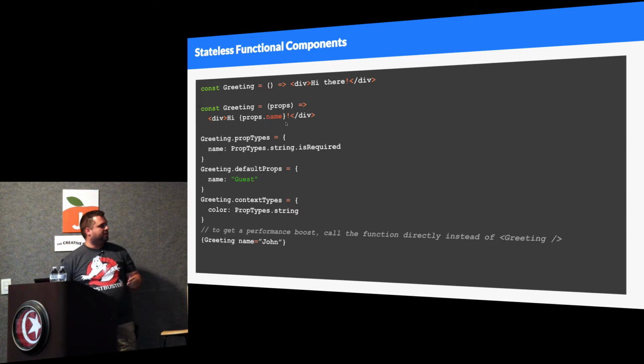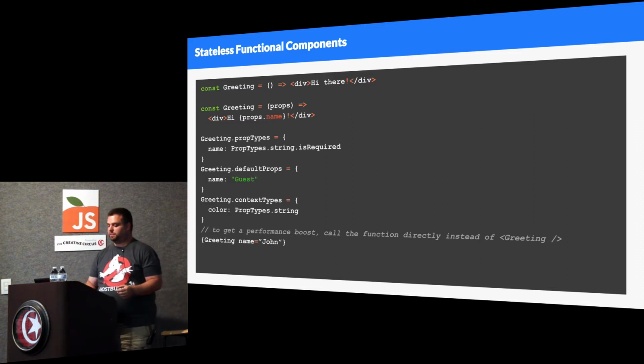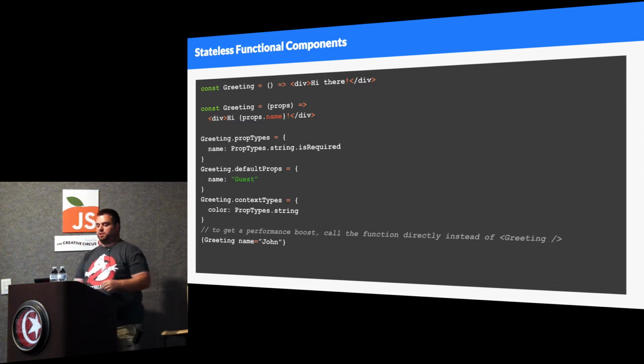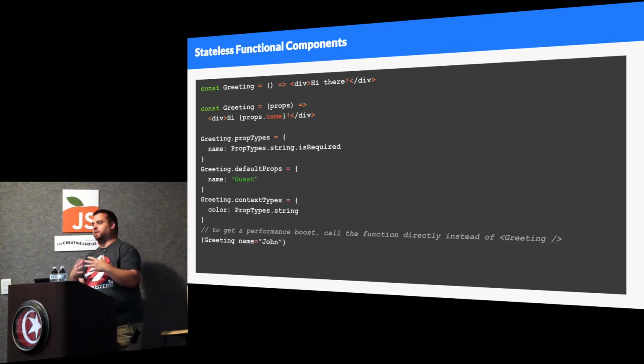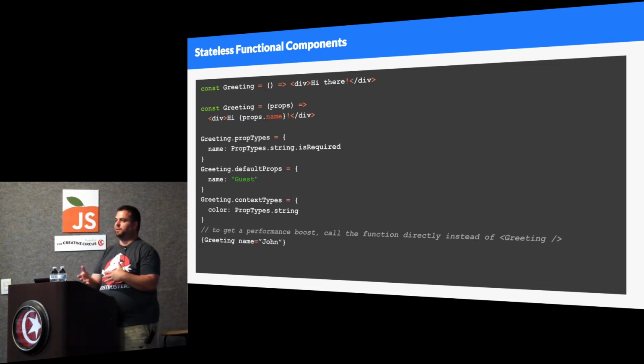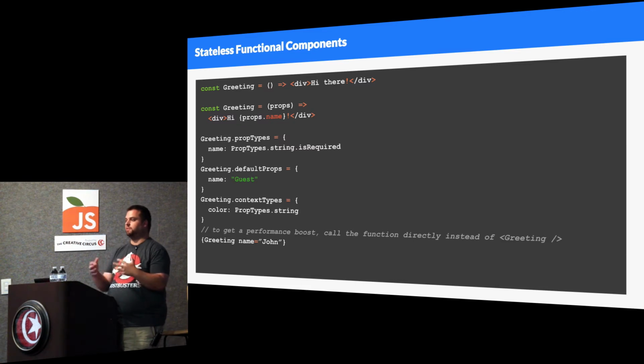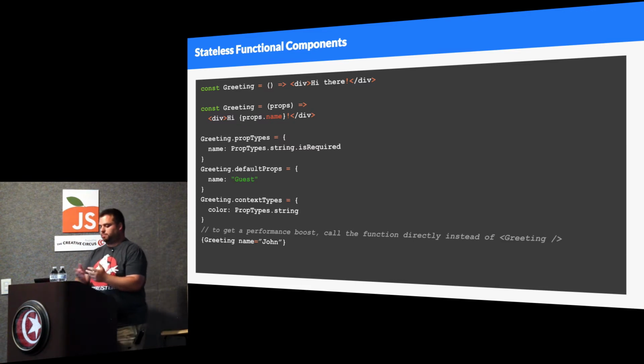Prop types here, so I have it as a string and it's required, and I can default it to guest if I want a default value there as well. It is good to know that if you pass in a destructured type, so if I have the curly brackets and name, I can actually set a default value there too. I can have name equal default or guest in this case. So either way will work.